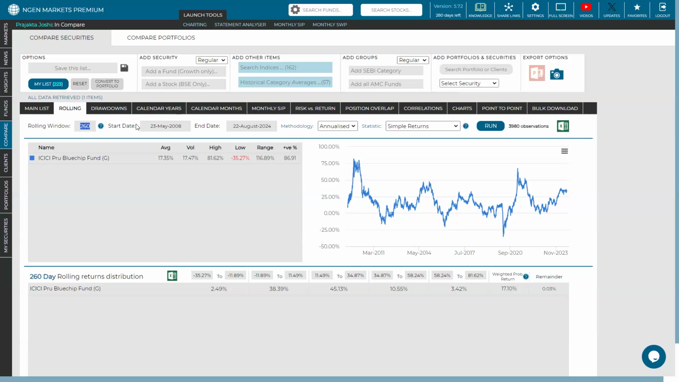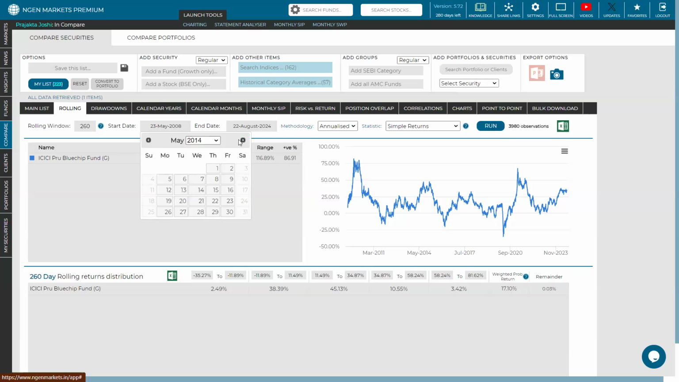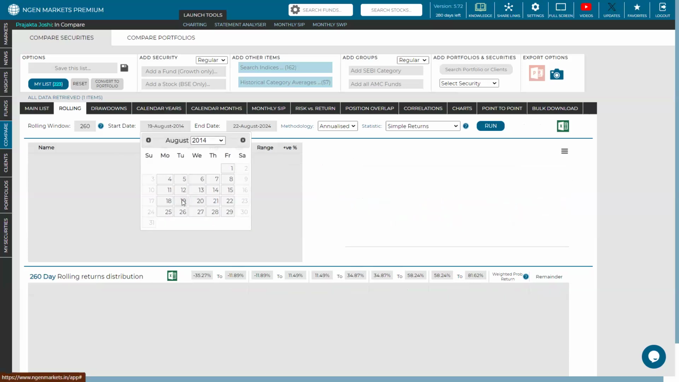Next data point that you see here is the start and end date, right? So this typically is the time horizon under consideration. That means what we are trying to do here is calculate a rolling returns analysis, let's say in the last 10 years, right? So I choose 2014, maybe August. So that's 10 years time period.